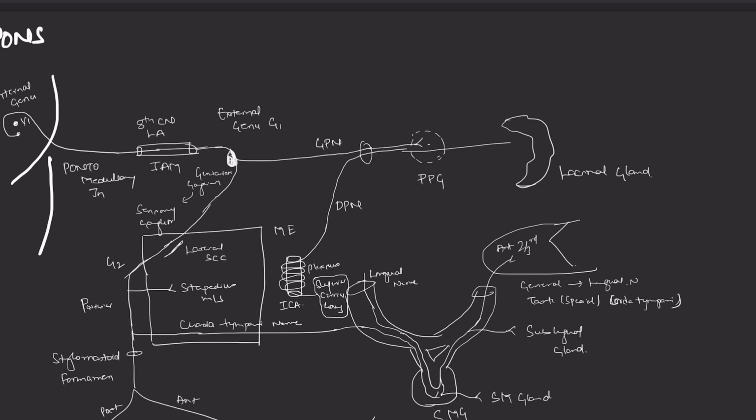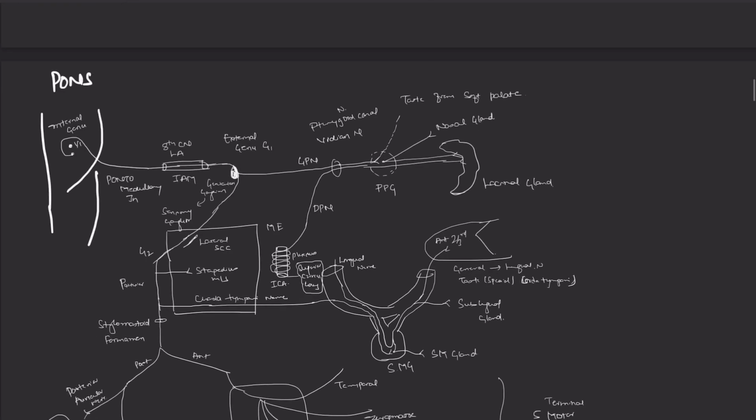This greater petrosal nerve and the deep petrosal nerve join to form the median nerve, also called the nerve to pterygoid canal. The greater petrosal nerve reaches the pterygopalatine ganglion, and from there it supplies the maxillary nerve, then the lacrimal nerve, and supplies the lacrimal gland. It also supplies the nasal gland. And it also carries the taste sensation from the soft palate.